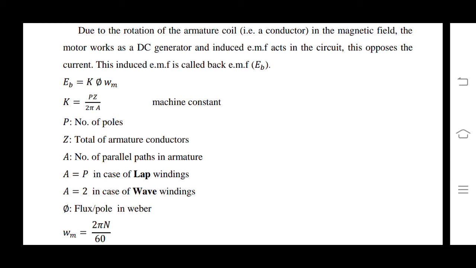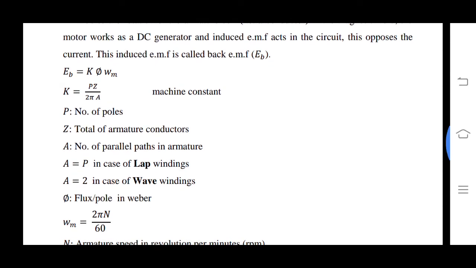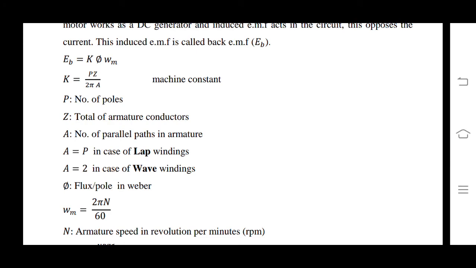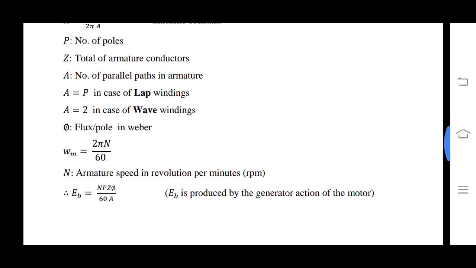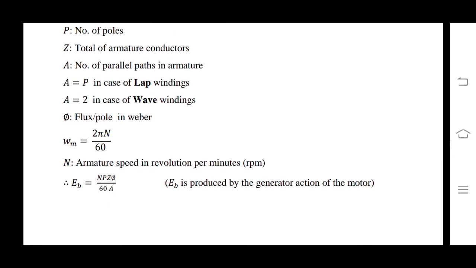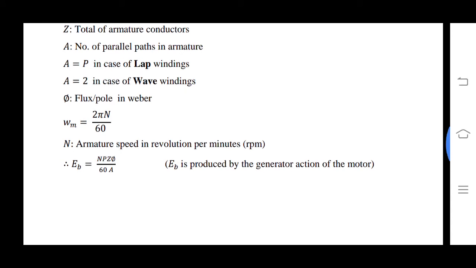E_b equals K phi omega_m. K equals PZ by 2 pi A, the machine constant. P equals the number of poles. Z equals the total number of armature conductors. A equals the number of parallel paths in the armature. A equals P in the case of lap windings. A equals 2 in the case of wave windings. Phi equals the flux per pole in Weber. Omega_m equals 2 pi N by 60. N is the armature speed in revolutions per minute.